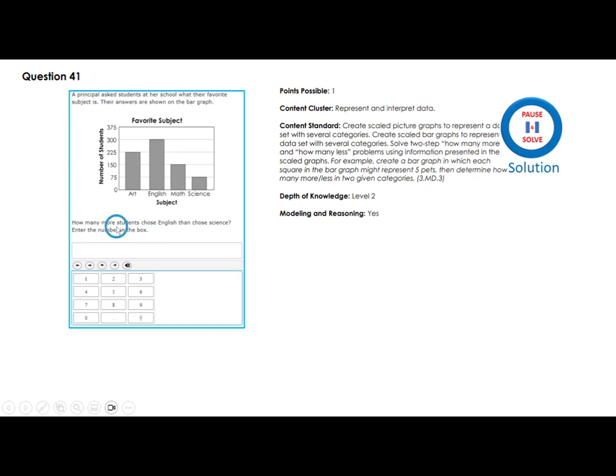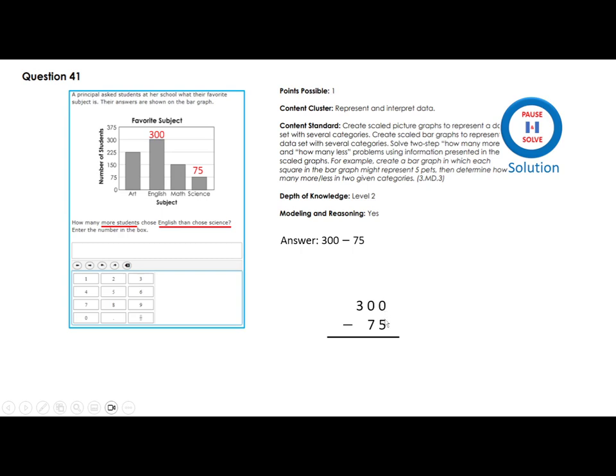How many more students chose English than chose science? Okay. First of all, let's see English. How many English? 300, right? How many science? 75. So how many? 300 minus 75, right? So that's your answer. If you can calculate it in your head, you can do it. Or you just say 300 minus 75.